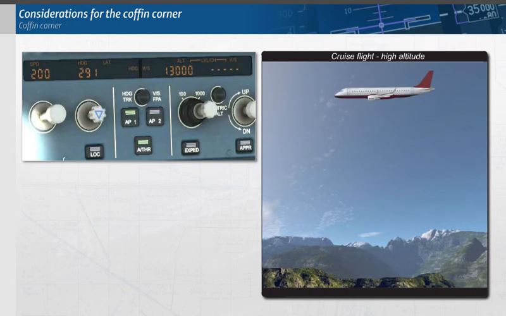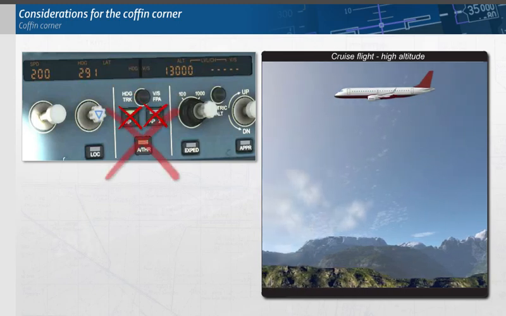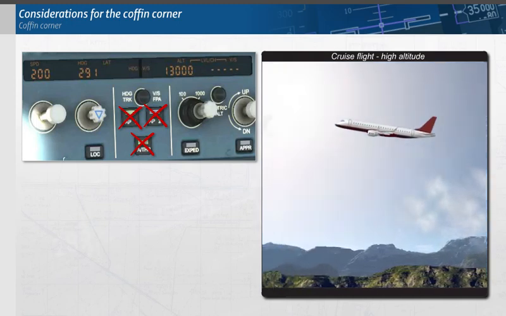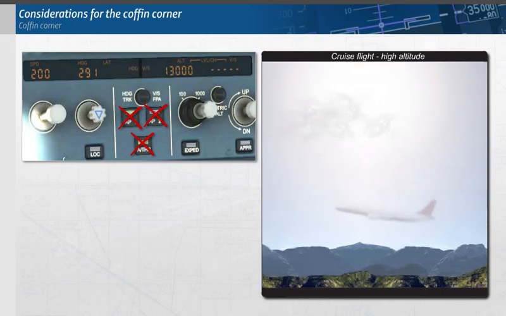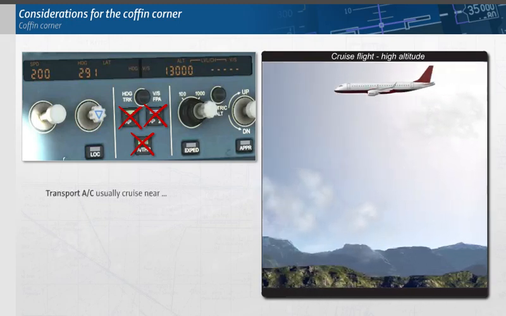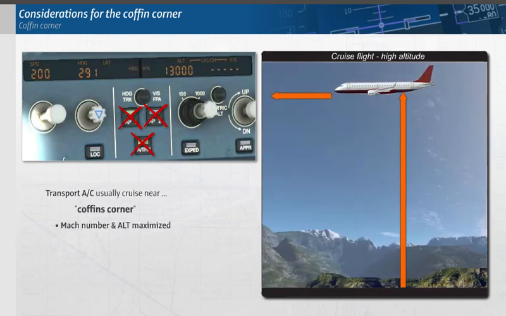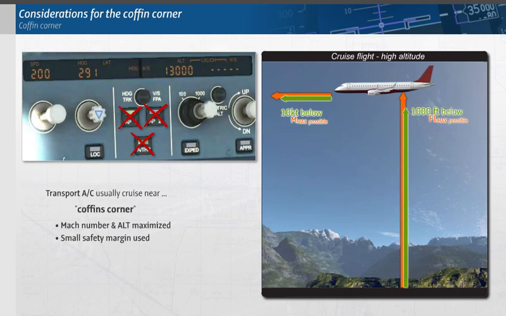In case of degradation or loss of autopilot or auto-thrust systems, the consequences are quite different, but most probably end up in a stall when not treated properly. This is because transport aircraft usually cruise near the coffin's corner, meaning that Mach number and altitude are maximized. Nevertheless, a small safety margin of, for example, 10 knots below maximum possible Mach number, and for example, 1,000 feet below maximum possible flight level is used. This margin depends mostly on atmospheric conditions.